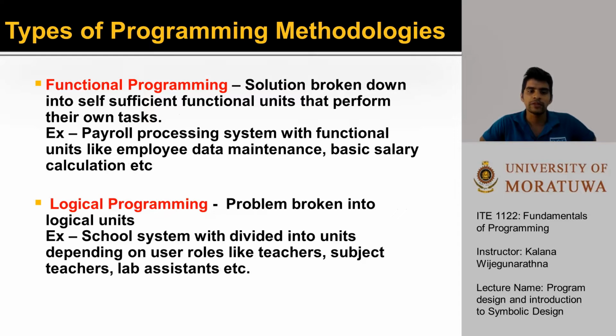In functional programming, the problem or the desired solution is broken down into functional units. Each unit performs its own task and is self-sufficient. These units are then stitched together to form the complete solution. For example, again in a payroll processing system, we can have functional units like employee data maintenance, basic salary calculations, gross salary calculations, leave processing, loan payment processing, etc.